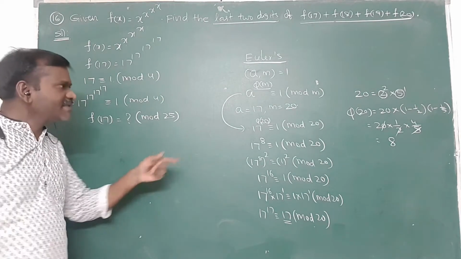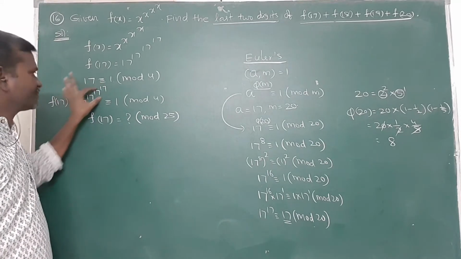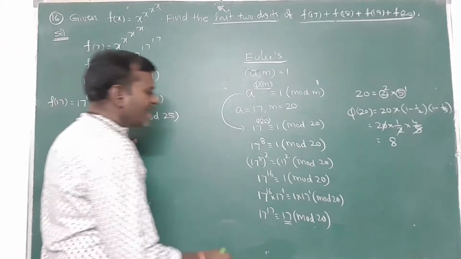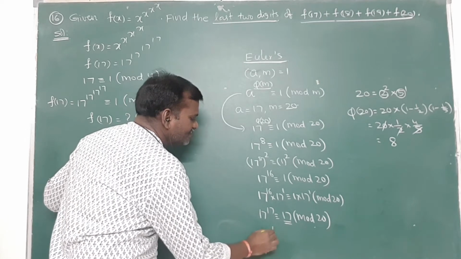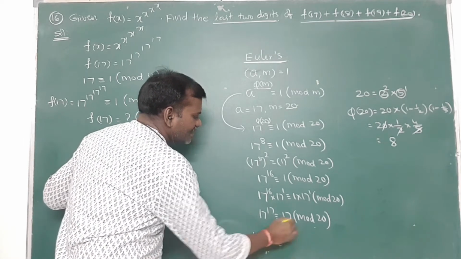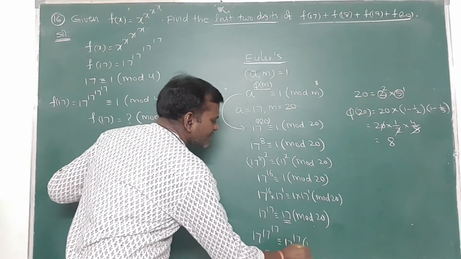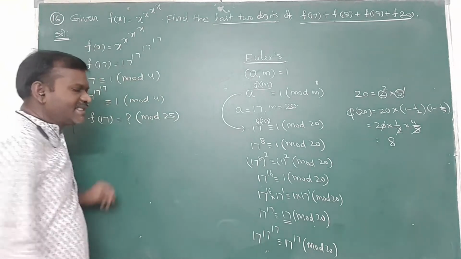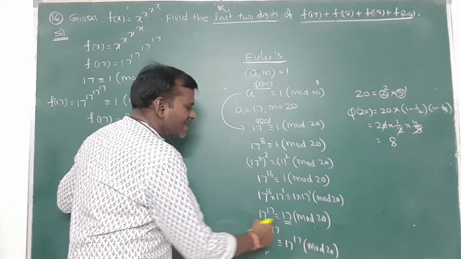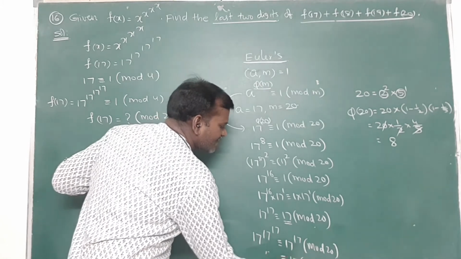But I want 17 power 17 power 17. This part I want to express. So again, I will take 17 power 17 power 17 here. That means 17 power, this value is 17 only, 17 power 17 mod 20. What is the 17 power 17 value? Now only you got 17 when divided by 20. So this is congruent to 17 mod 20.